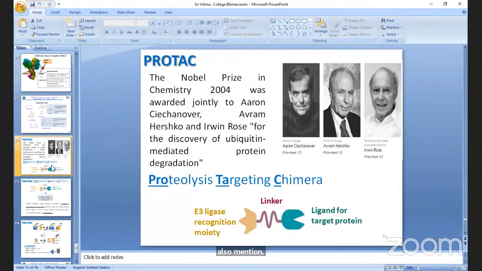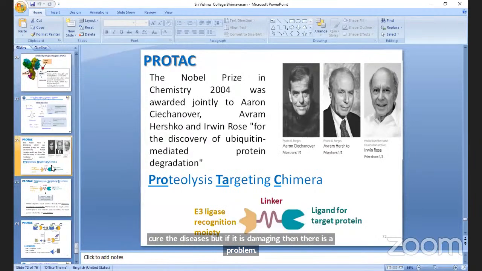Proteolysis targeting chimera. Three scientists got the Nobel Prize for discovering ubiquitin-mediated protein degradation. Whenever you give a drug that damages normal or healthy cells, you should avoid that. Whatever drug you use should effectively target the cell and cure the disease. But if it is damaging, or giving side effects, then there is a problem.